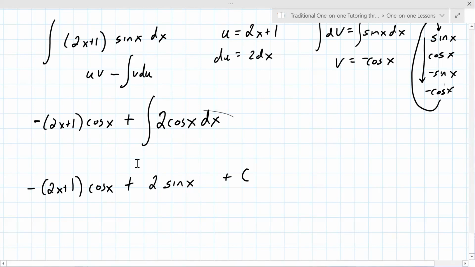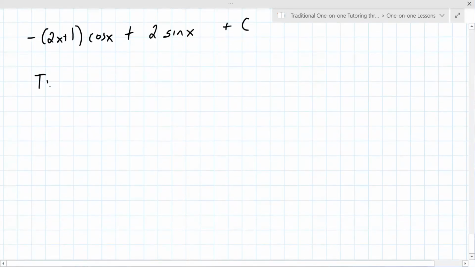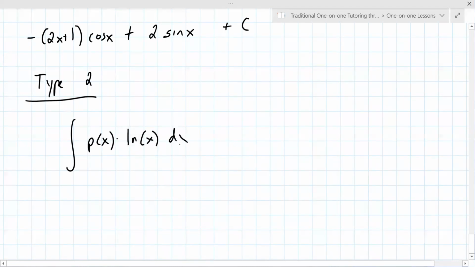All right. So that's type 1. Type 2. And these are my types, by the way. You're not going to see these in books, but they almost all fall into this category. It's an integral of a polynomial of x times a natural log of x. And in this type, your u is actually natural log of x. The reason is because you know how to take a derivative of u, but you don't know how to take an antiderivative of natural log of x. So dv is p of x dx this time.